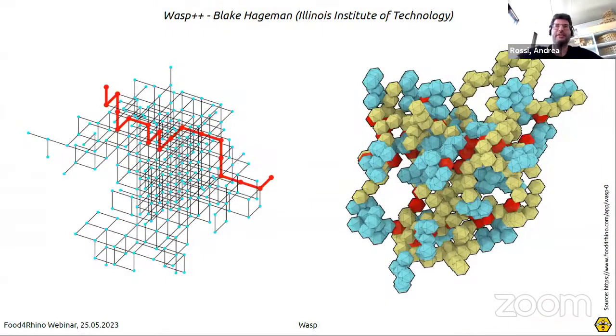And as well as the Wasp++ toolkit by Blake Hageman from the Illinois Institute of Technology, who very interestingly developed a set of really cool tools to do certain things with Wasp that were not available in the current version of the toolkit at the time. He was able to just take the source code and develop this add-on that was then available on food4Rhino as well, entirely independently from me. And so that really shows this potential of adapting this.